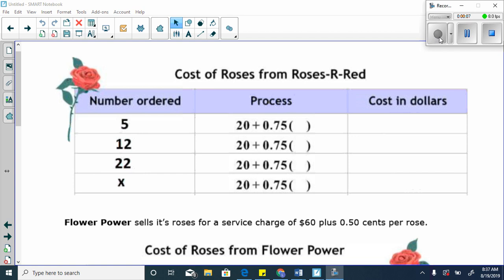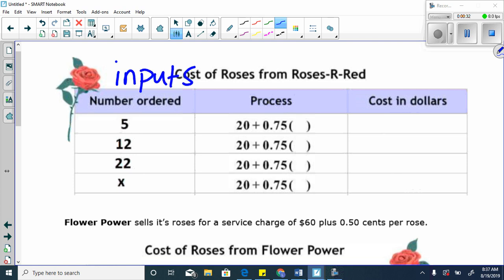In your function video, you should have learned about inputs and outputs, right? And this process here is kind of your machine. The process is your machine. So, what is the numbered order? Is this my inputs or outputs? Awesome. These are my inputs. These are what I'm choosing to put in my machine. Okay? So what is this? This is my function machine.